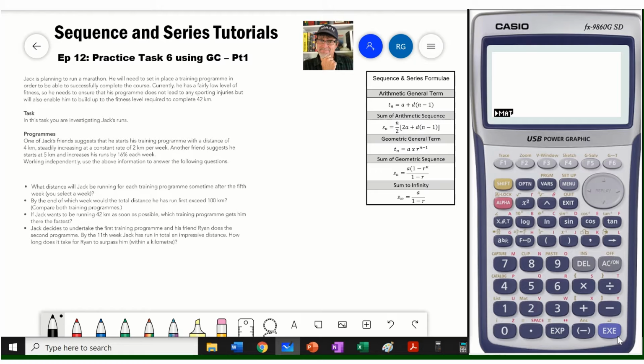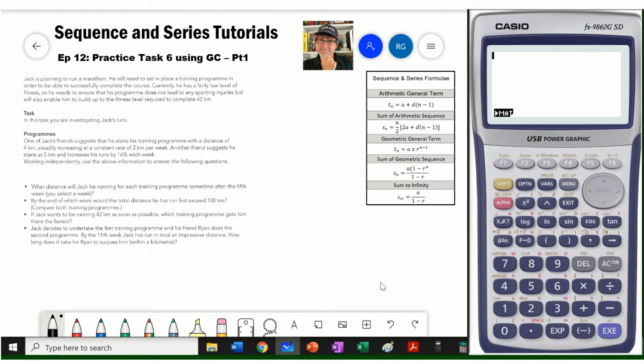The first one is, what distance will Jack be running for each training program sometime after the 5th week? You select a week. The second: by the end of which week would the total distance he has run first exceed 100 kilometers? Compare both training programs. The third one is, if Jack wants to be running 42 kilometers as soon as possible, which training program gets him there the fastest? And the last one is, Jack decides to undertake the first training program and his friend Ryan does the second program. By the 11th week, Jack has run in total an impressive distance. How long does it take for Ryan to surpass him within a kilometer?